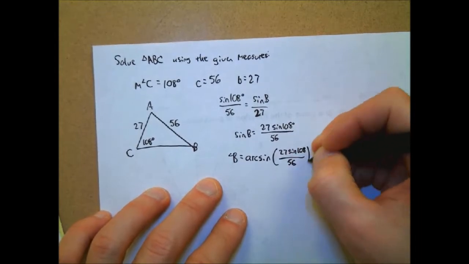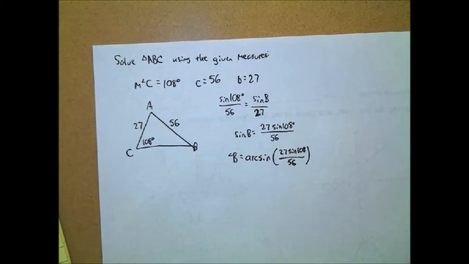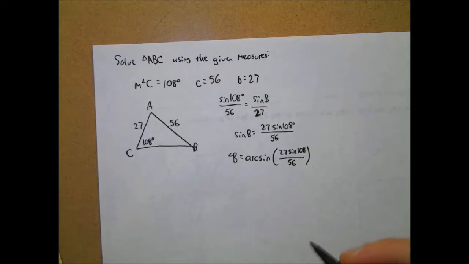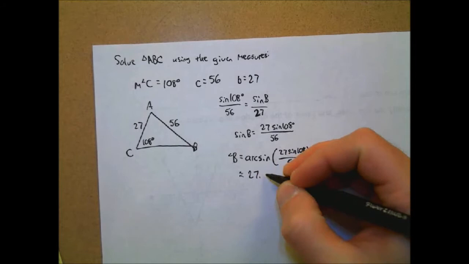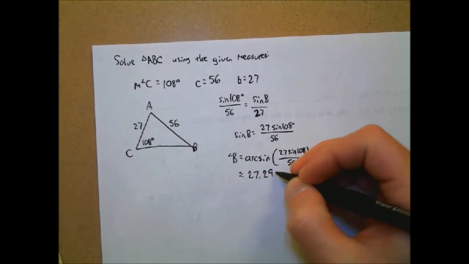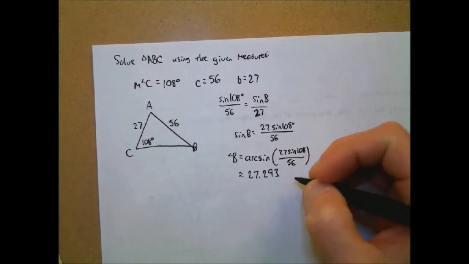Okay, and so we'll type this into our calculator and get a decimal approximation. 27 sine, and make sure you close parentheses where appropriate. When you type it into your calculator, and I recommend you do, make sure that you can do this accurately. You should get about 27.293 degrees.